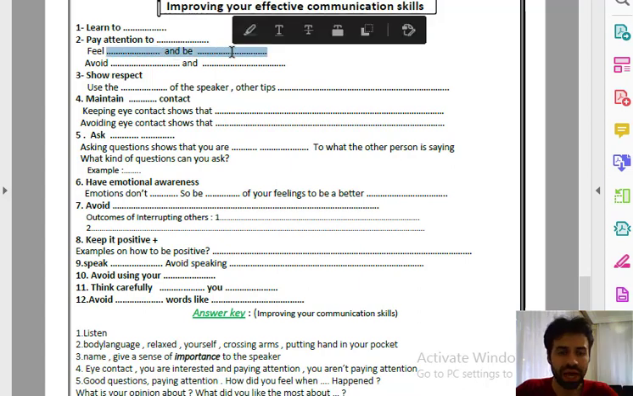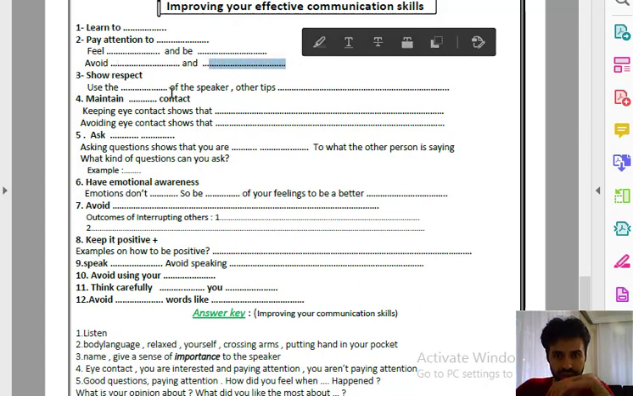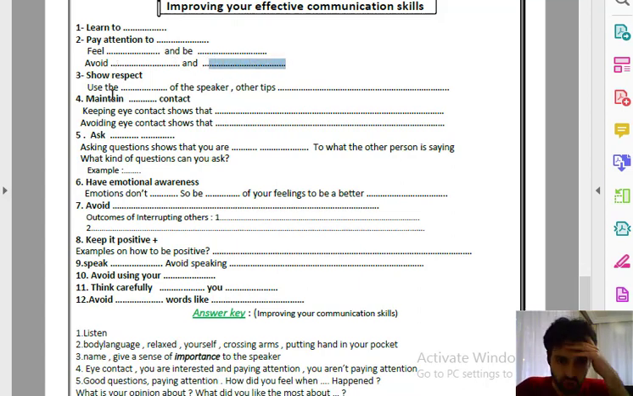You don't need to act out. You don't need to play an act, okay? You just need to be yourself. Avoid crossing arms like this and putting hands in your pocket, okay? Don't put your hands in the pocket and don't cross your arms. Show respect.